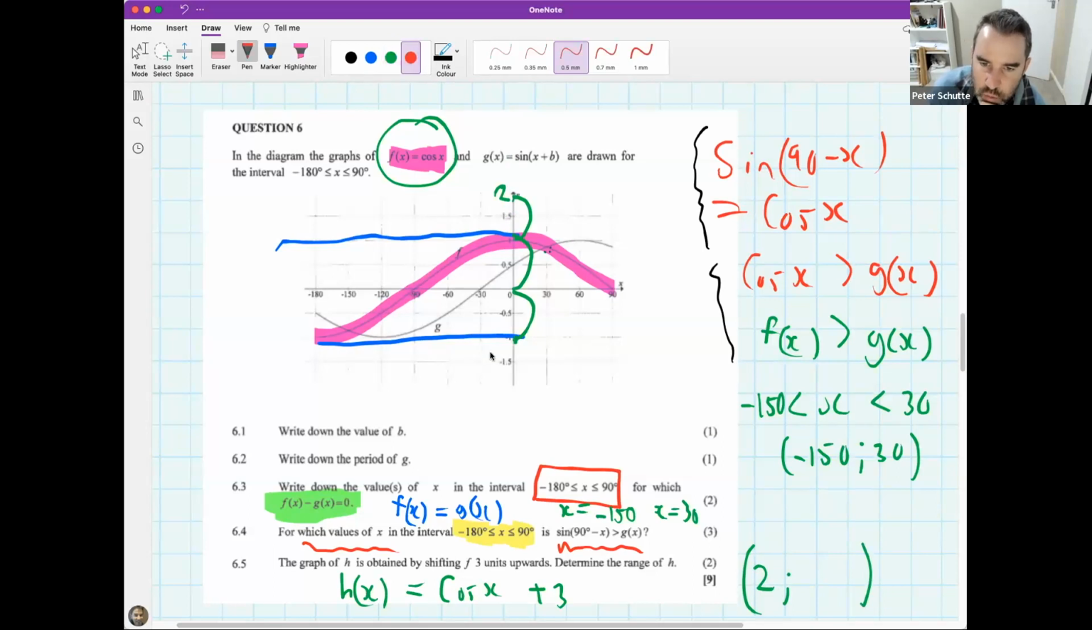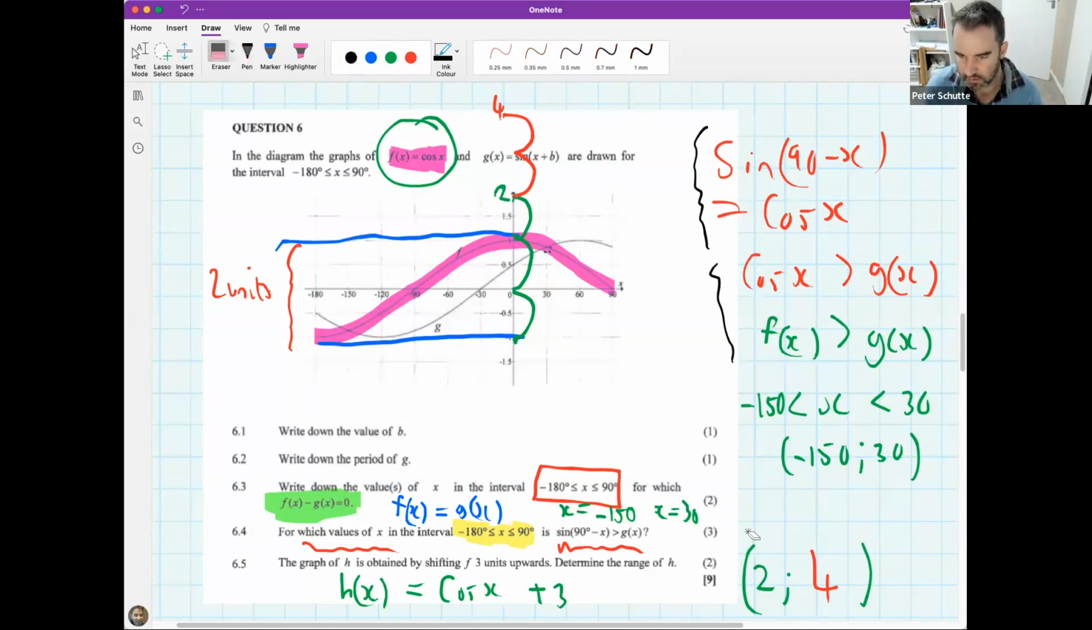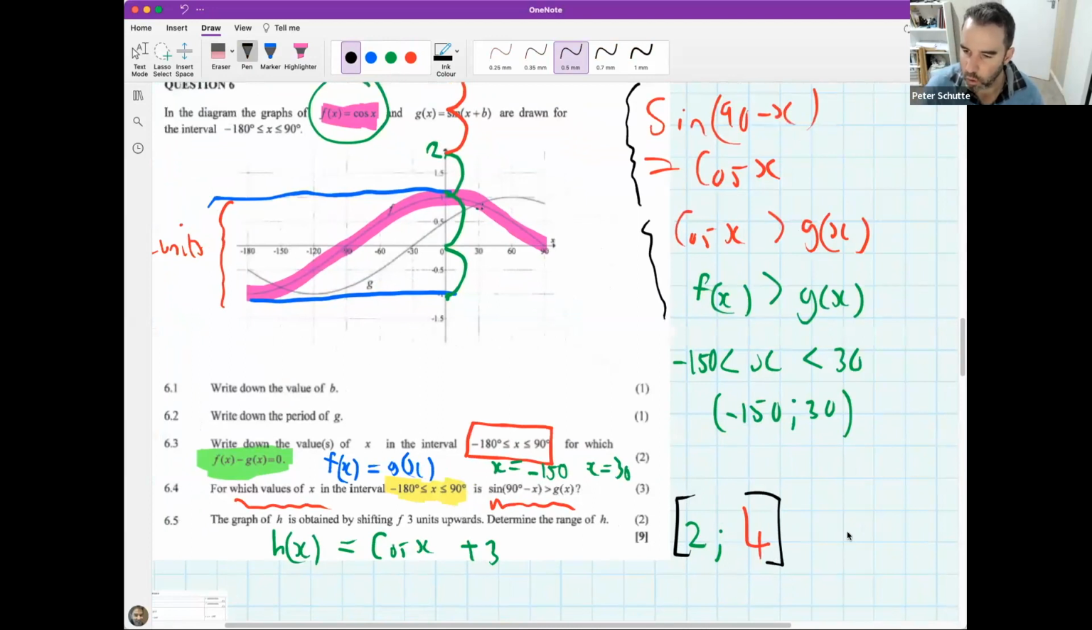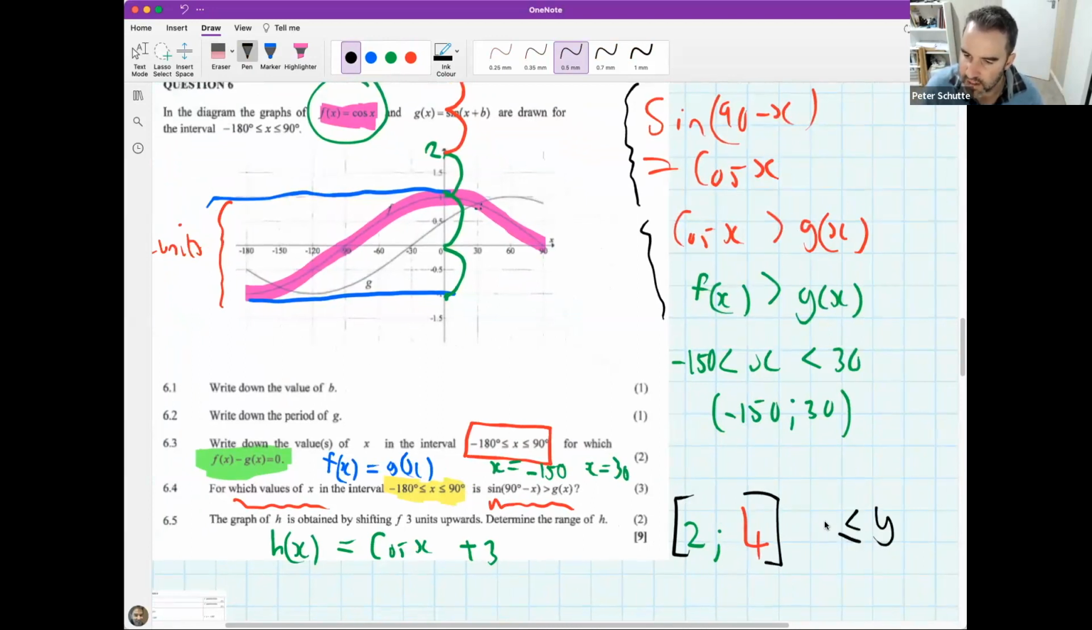Remember, the range was basically just 2 units. It went from -1 up to 1. So if this is now my lowest part, I also need to be able to go up by 2 more. It feels like it should be between 2 and 4. And in this case, I should be including my endpoints. So instead of having circular brackets, because I include both 2 and 4, it should look like that. Or I could say y is greater than or equal to 2, less than or equal to 4.